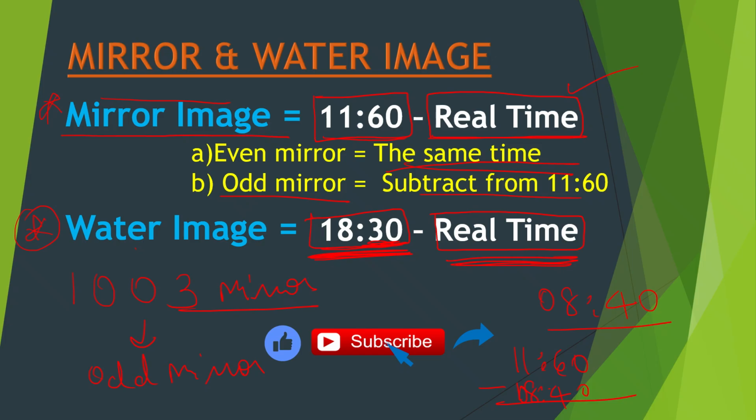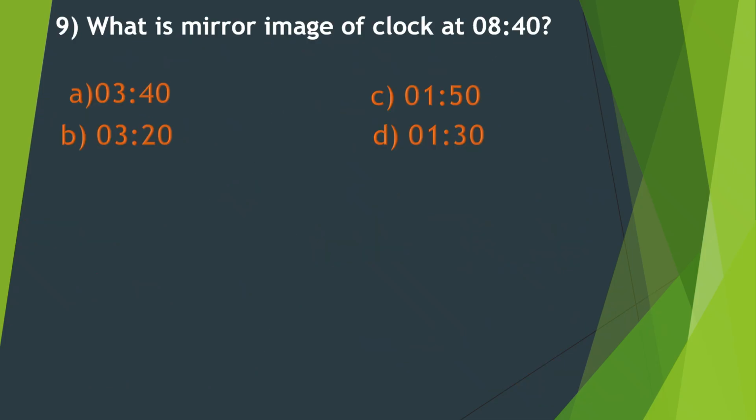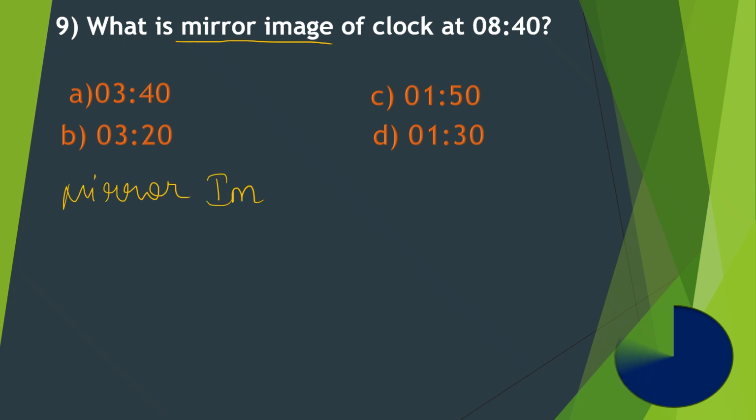Mirror image formula is 1160 minus real time. Water image formula is 1830 minus real time. Ninth question on your screen and your time starts now. What is the mirror image of the clock at 840? Mirror image is asked. Read the question carefully before solving it. Either they have asked mirror image or water image. Mirror image is asked, so the formula is 1160 minus the real time.